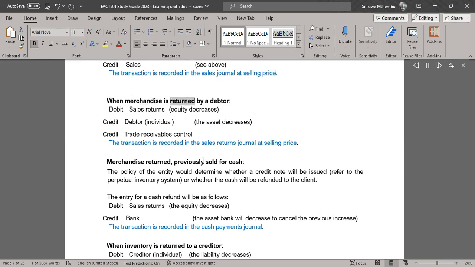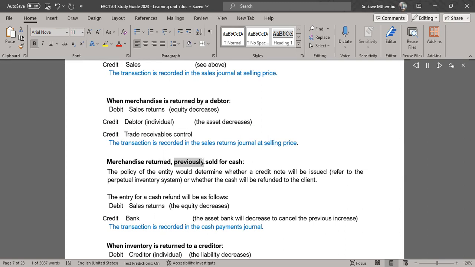When merchandise is returned by a debtor: Debit sales returns, equity decreases. Credit debtor, individual, the asset decreases. Credit trade receivables control. The transaction is recorded in the sales returns journal at selling price.